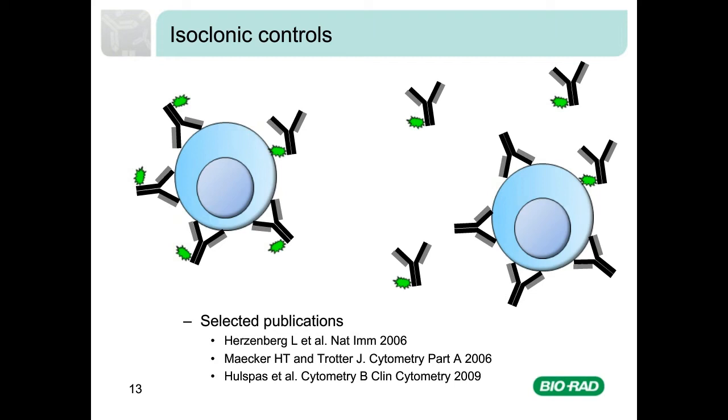As the unlabeled antibody competes with the labeled antibody for specific binding, the only binding will be seen via the fluorophore. If there is no fluorescence, then the fluorophore does not bind. Finally, if you want to read more on isotype controls, I have selected a few publications here which will help you.